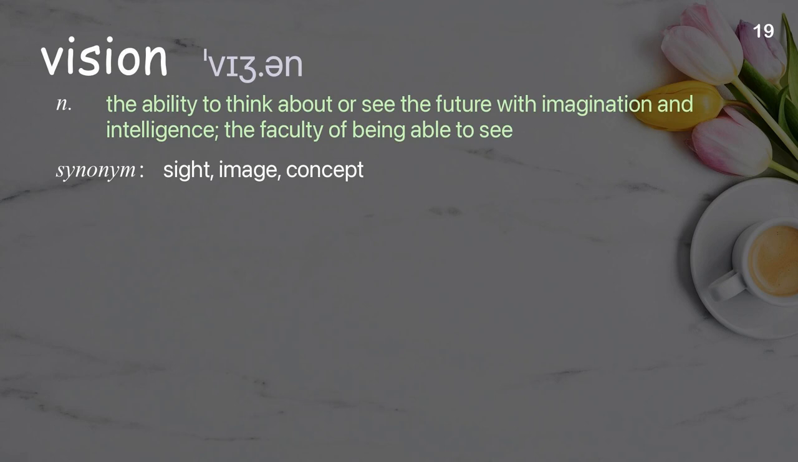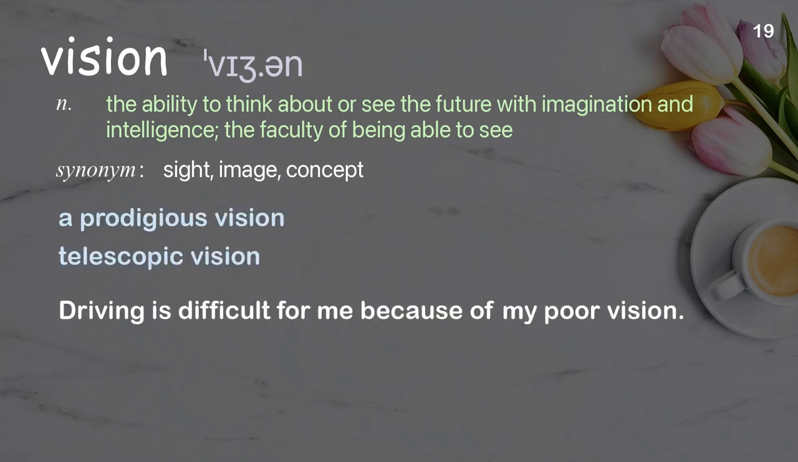Vision. The ability to think about or see the future with imagination and intelligence; the faculty of being able to see. Examples: a prodigious vision. Telescopic vision. Driving is difficult for me because of my poor vision.